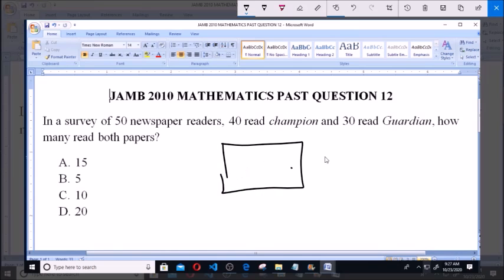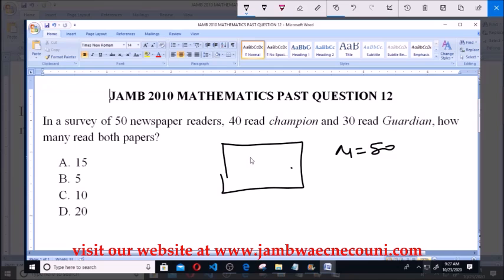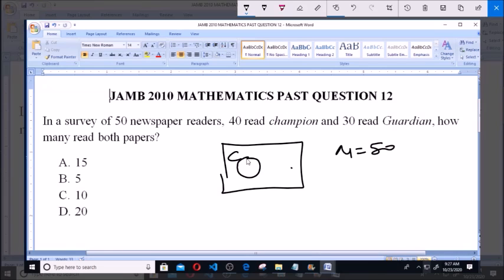Now the universal set is 50, that is 50 readers. Out of these 50 readers, it was established that 40 read Champion. Let's represent Champion with C. And then 30 read Guardian. Let's represent Guardian with G.